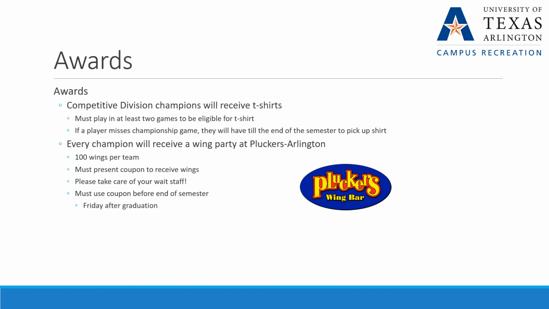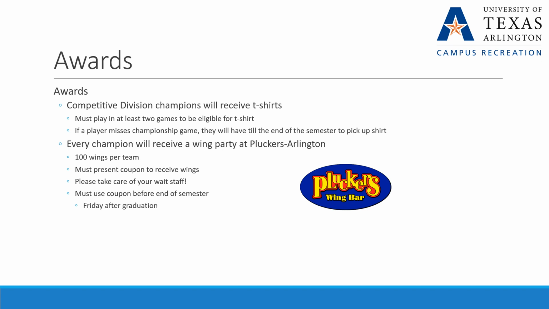The awards for champions include a t-shirt for the competitive division champions and a wing party. For the t-shirt, a player must play in at least 2 games, including the playoffs, to be eligible for their t-shirt. If a player misses the championship game, but they played in 2 games throughout the season and playoffs, they can come into the intramural sports office to pick up their shirt as late as the end of the semester.